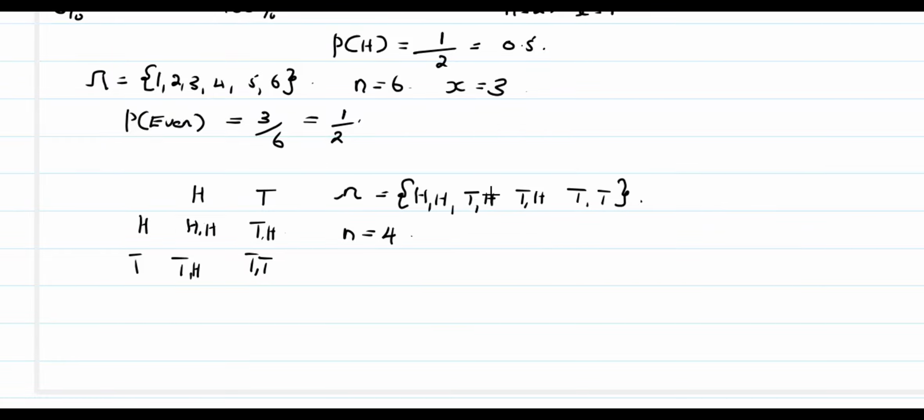So the number of favorable outcomes here are 2. 1, 2. Because they are the only ones with 1 head. So x will be 2. So to get the probability of getting exactly 1 head, let me put it like this. It will be x, which is 2, divided by the total number of outcomes, which is 4. Then it becomes, dividing by 2, 1 over 2. It becomes half.